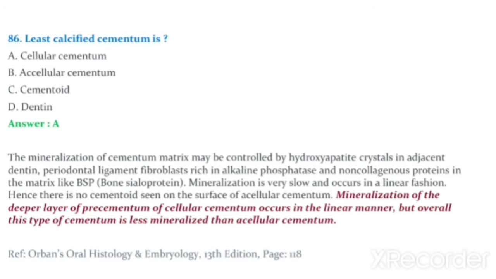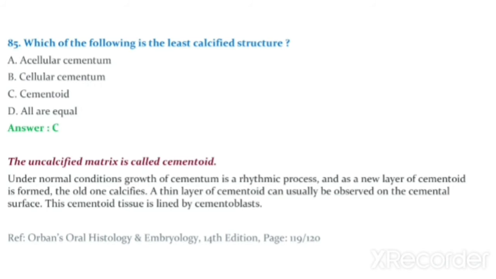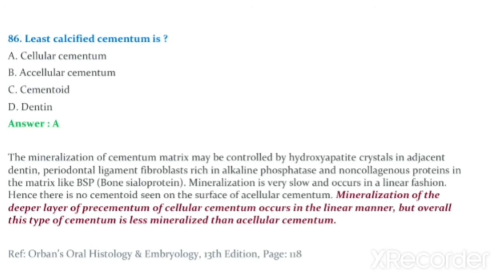Question number 86. Least calcified cementum is option A cellular cementum, option B acellular cementum, option C cementoid, option D dentin. The answer is cellular cementum, that is option A. The mineralization of cementum matrix may be controlled by hydroxyapatite crystals in adjacent dentin.